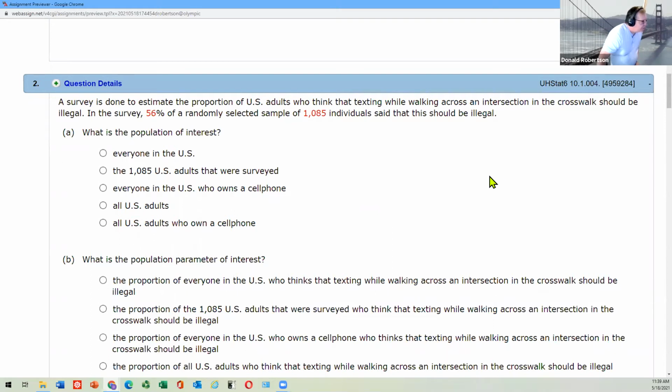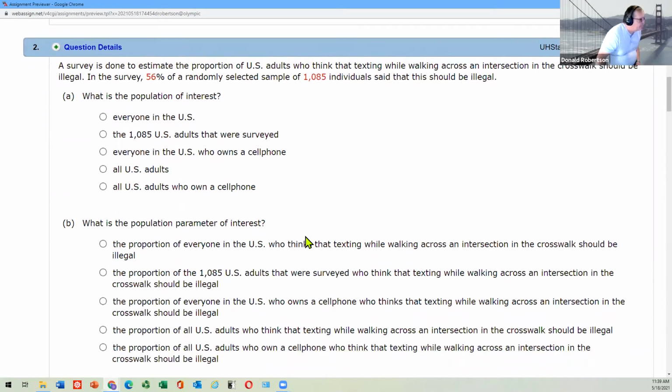This one is talking about a population and has a story with it and words like parameter. So let's get the jargon again. A survey is done to estimate the proportion of adults who think that texting while walking across an intersection in a crosswalk should be illegal.